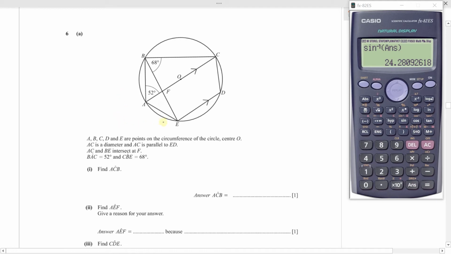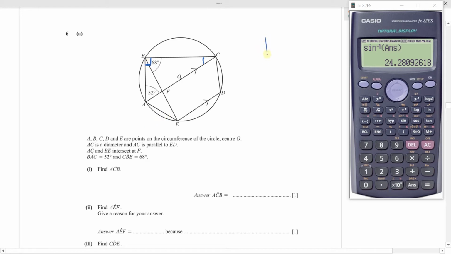Question number 6 is A, B, C, D are points on the circumference of the circle O. AC is the diameter and AC is parallel to ED. AC and BE intersect at this point F. These two angles are 52 and 68. Find angle ACB. So angle ACB is this angle. And since this is the diameter, this angle ABC will be 90 degrees because this is an angle in semicircle or angle subtended by the diameter.